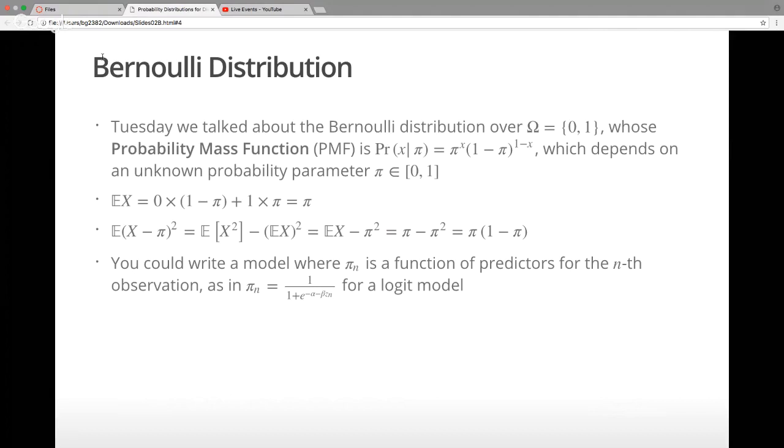We'll get to tons of regression models toward the middle of the semester, but are there any questions about the Bernoulli distribution or how we came up with the expectation or the variance? Shoot.